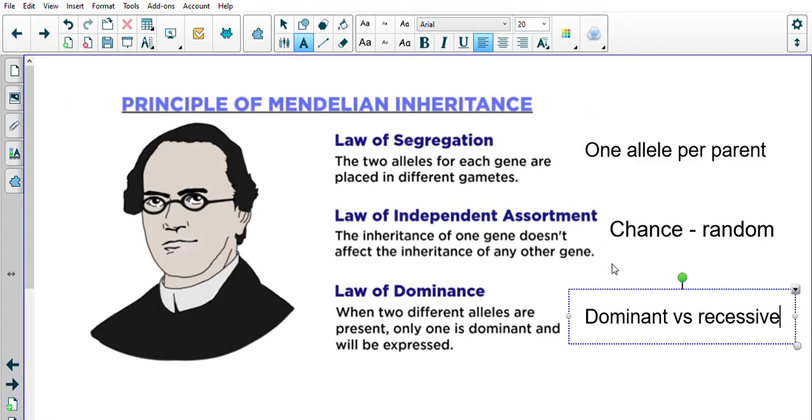So one will always mask the other one. And that goes back to his experiments where he had the purple and the white. He did his first generation. There was no white that was being shown. So that was the recessive. The dominant was then the purple.